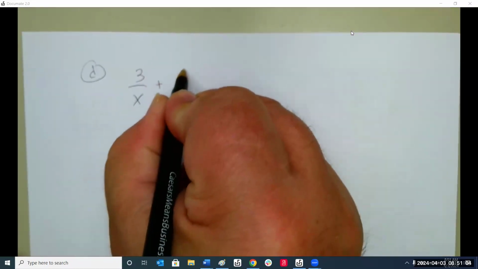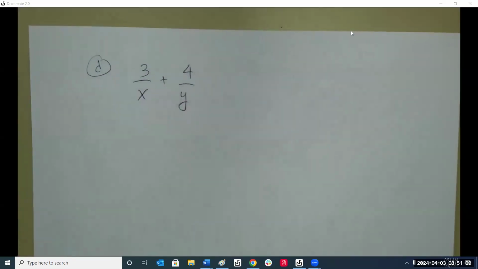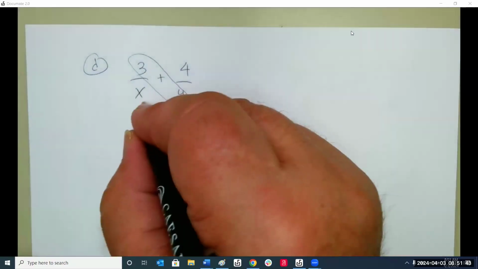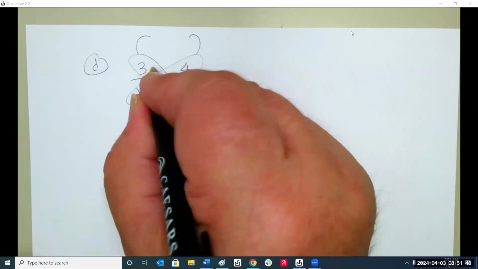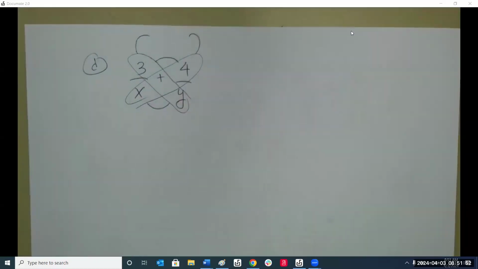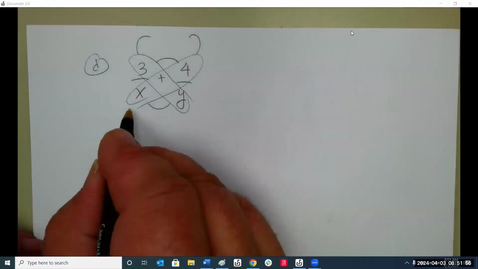Let's look at D. Do we always have to have numbers? No, we can have something like this: 3 over x plus 4 over y. So do you want to use LCM or the butterfly method? Butterfly method is best here because since it's letters on the bottom, nothing is going to cancel, really. So we do the butterfly method. But if you choose to use the other method, you'll get the same answer. We can't use the LCM really because x doesn't break down into anything.